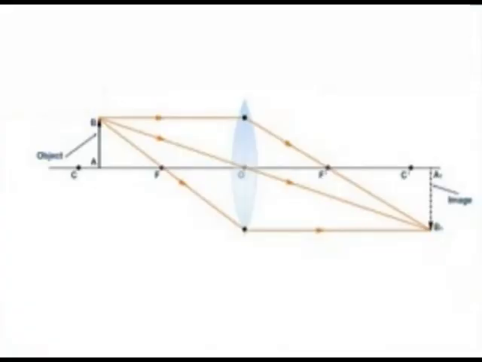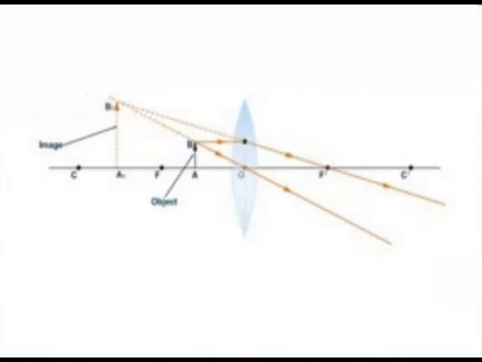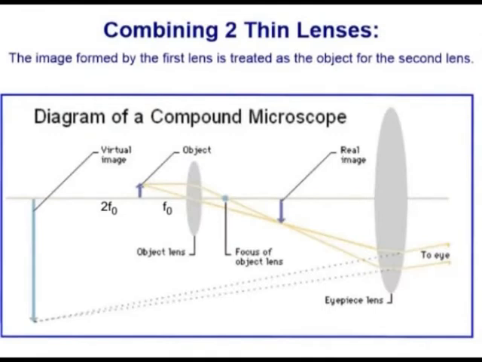Compound microscope. There are two cases under which converging lenses can produce magnified images, namely, when the object is between f and 2f, and when the object is between the lens and f. A compound microscope combines the two. It consists of two converging lenses of short focal length. The lens next to the object is known as the objective lens, and the one next to the eye is known as the eyepiece or ocular.